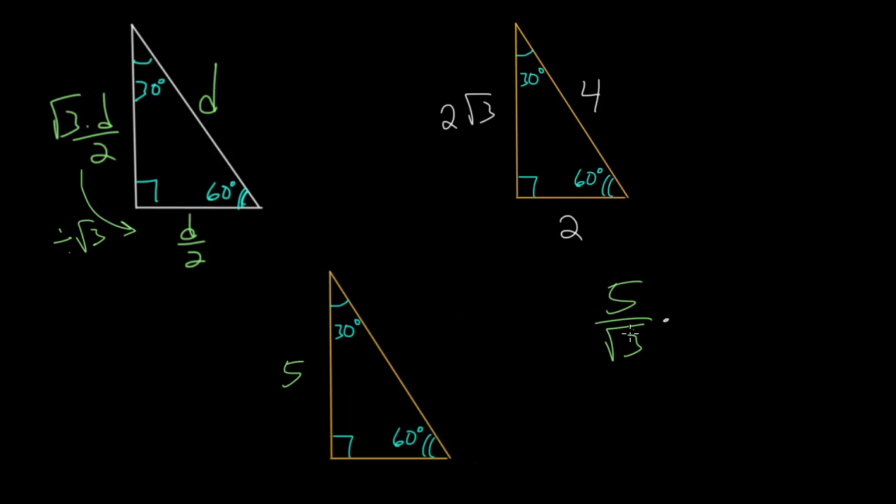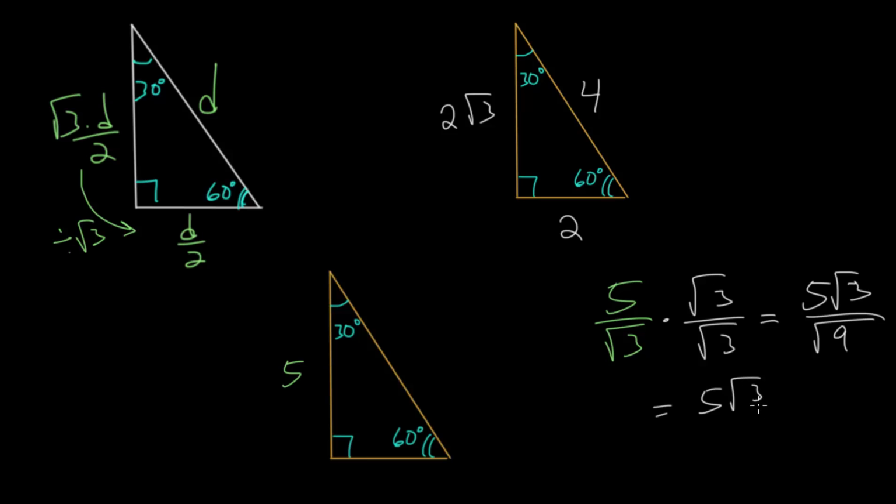So to rationalize this, we multiply top and bottom by the square root of 3. And again, this is just so that we don't have square roots in our denominator. So we get 5 times the square root of 3 up top, and down below we get root 3 times root 3, or square root of 3 times 3, which is the square root of 9. So we get 5 root 3 over square root of 9, which is 3. So this just becomes 5/3 of the square root of 3.